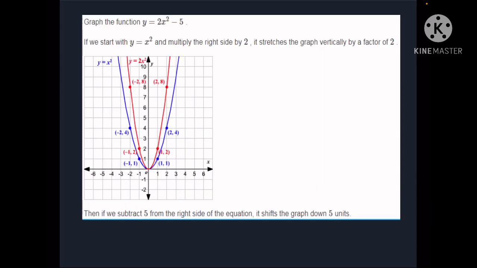Here we have another drill, which is graphing the function y equals 2x to the power of 2 minus 5. If we start with y equals x to the power of 2 and multiply the right side by 2, it will stretch the graph vertically with a scale factor of 2. Then if we subtract 5 from the right side of the equation, it will shift the graph 5 units downward, as we can see in the following figure.